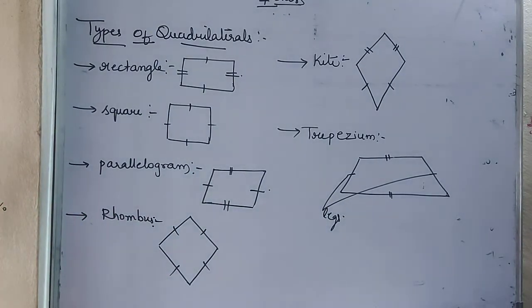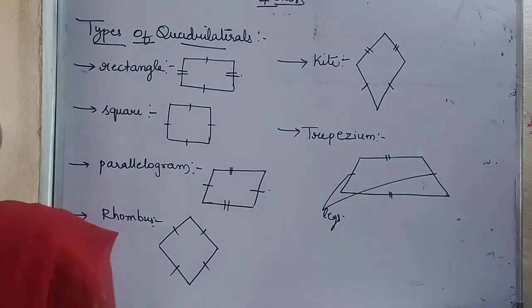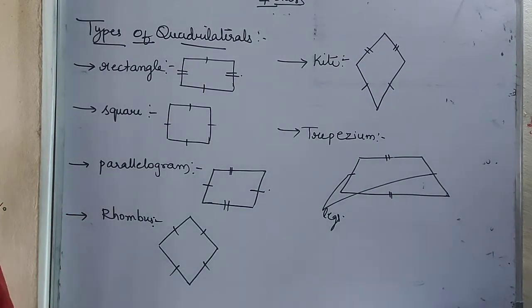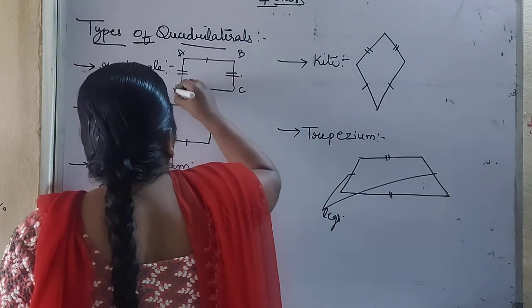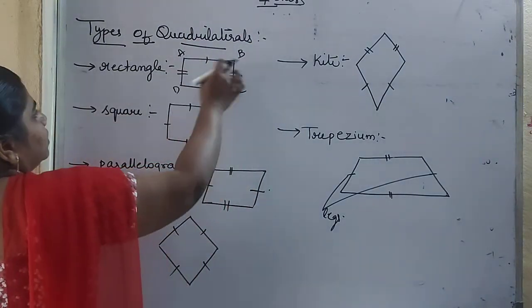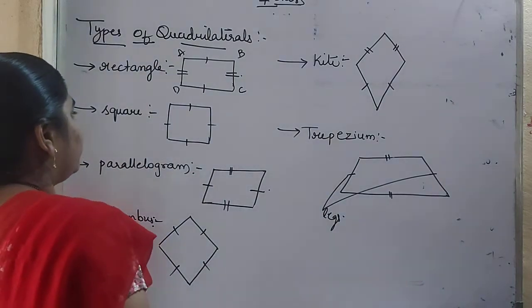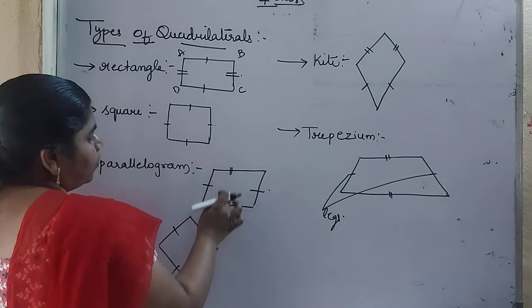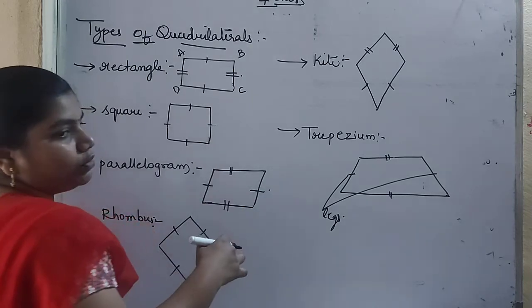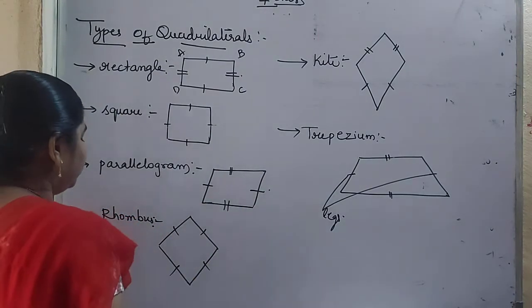So how many different types of quadrilaterals are there? We have 7 different types of quadrilaterals. So one is the rectangle. In a rectangle opposite sides will be equal. So these two and these two will be equal. And in a square all the sides will be equal. In a parallelogram opposite sides are equal to each other and also they are parallel to each other.